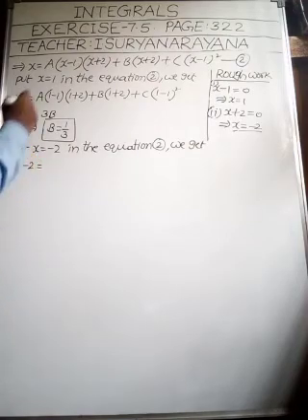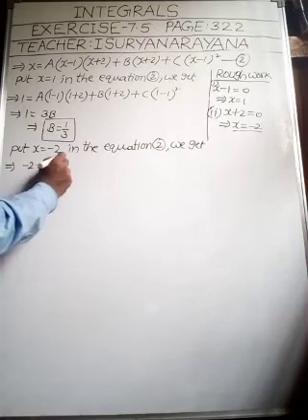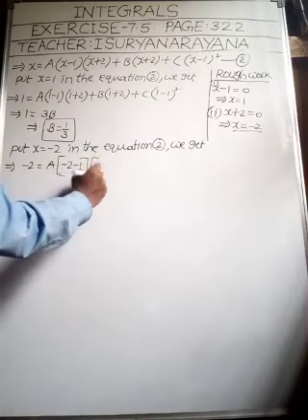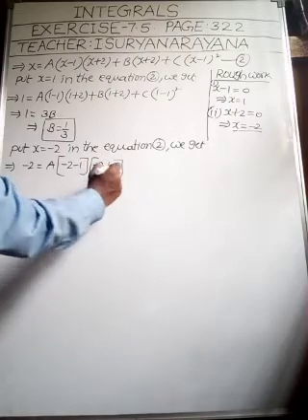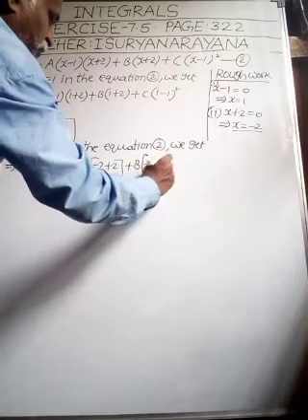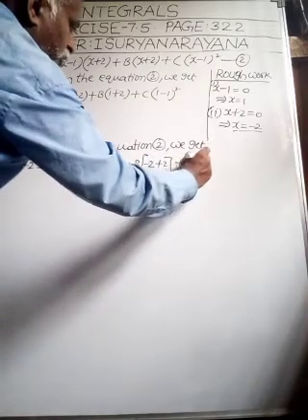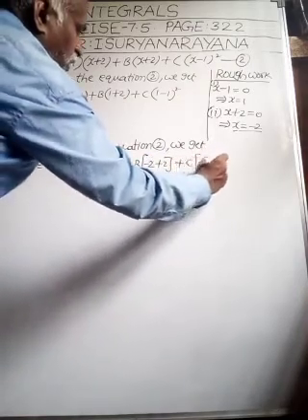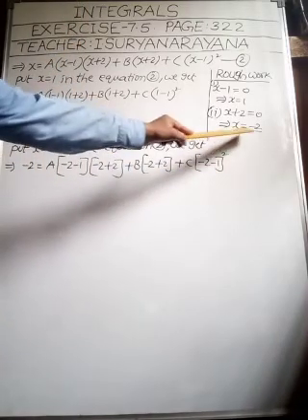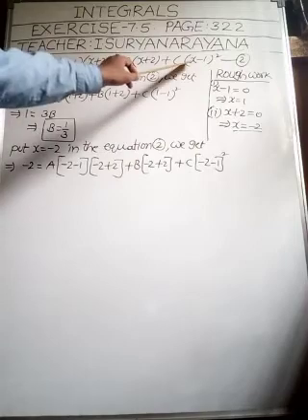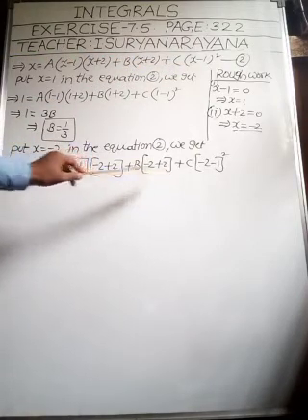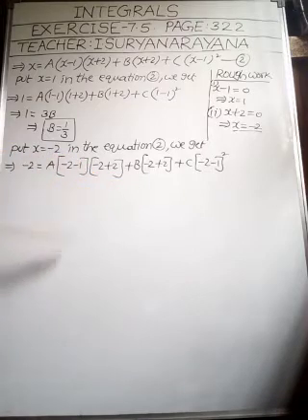Minus 2 is equal to a into (minus 2 minus 1) into (minus 2 plus 2) plus b into (minus 2 plus 2) plus c into (minus 2 minus 1) whole square. By substituting x is equal to minus 2 in this equation 2, we get this step. Understood this step, my children? Now let us simplify this step.